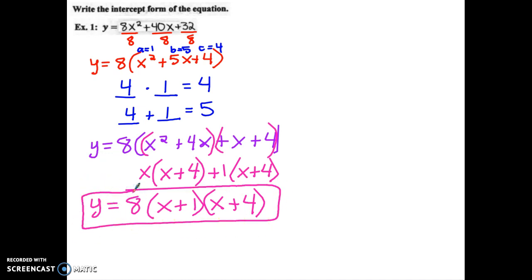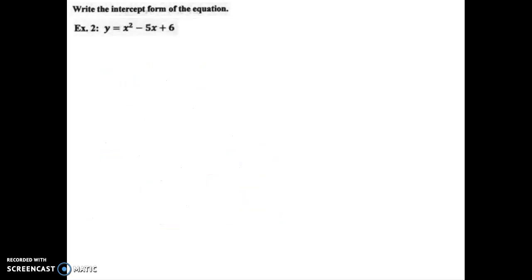Okay, so I understand this is a little complex, so I'll get you started on the second example. Now, for this example, we don't have anything that these share that we need to pull out to make this smaller. Okay, so let's go ahead. We need to decide what two numbers will multiply to be a times c, which is 6, and what two numbers will add to be b, which is -5.